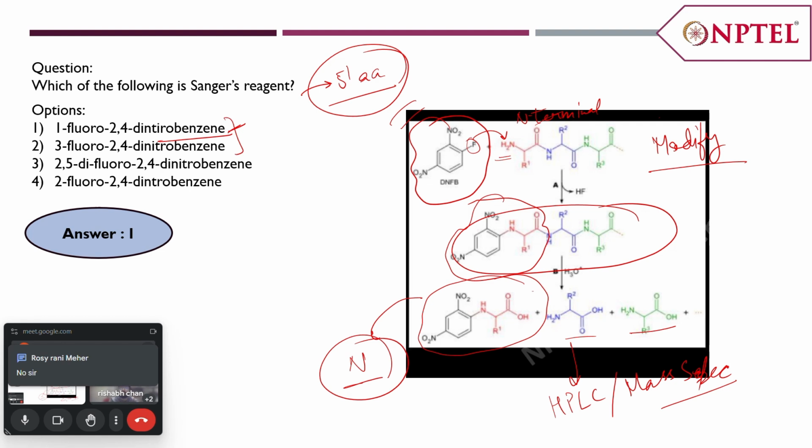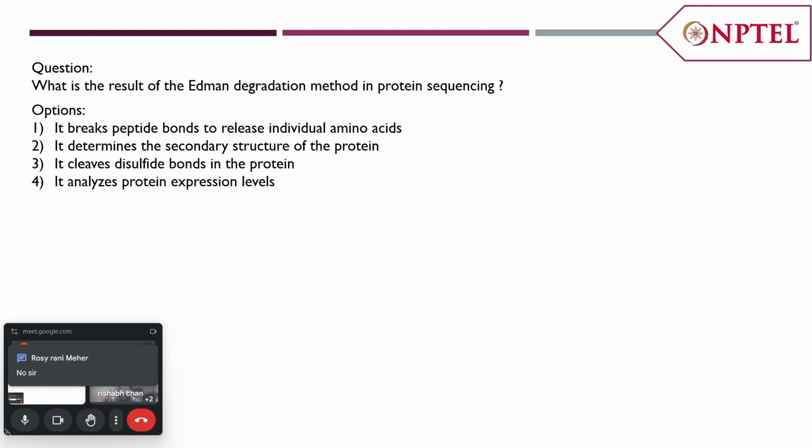Okay, so let's move on to the next question. There is another method called Edman degradation in protein sequencing. So what is the actual result of the Edman degradation method in protein sequencing? What can be the correct answer?